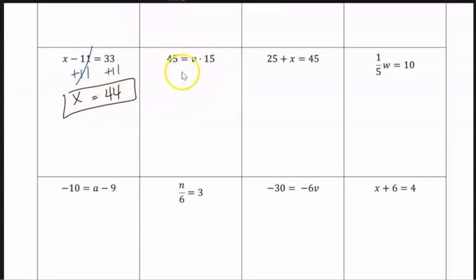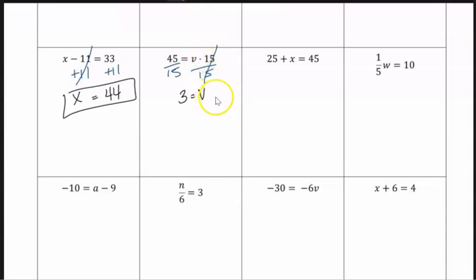So for example here, 45 equals b times 15. Well, remember this dot also means multiply. The opposite of multiplying is dividing. I'm going to divide by 15 on both sides. And I get b equals 3. Remember, if the variable is on the right side of the equation, that's fine. You solve it the exact same way.